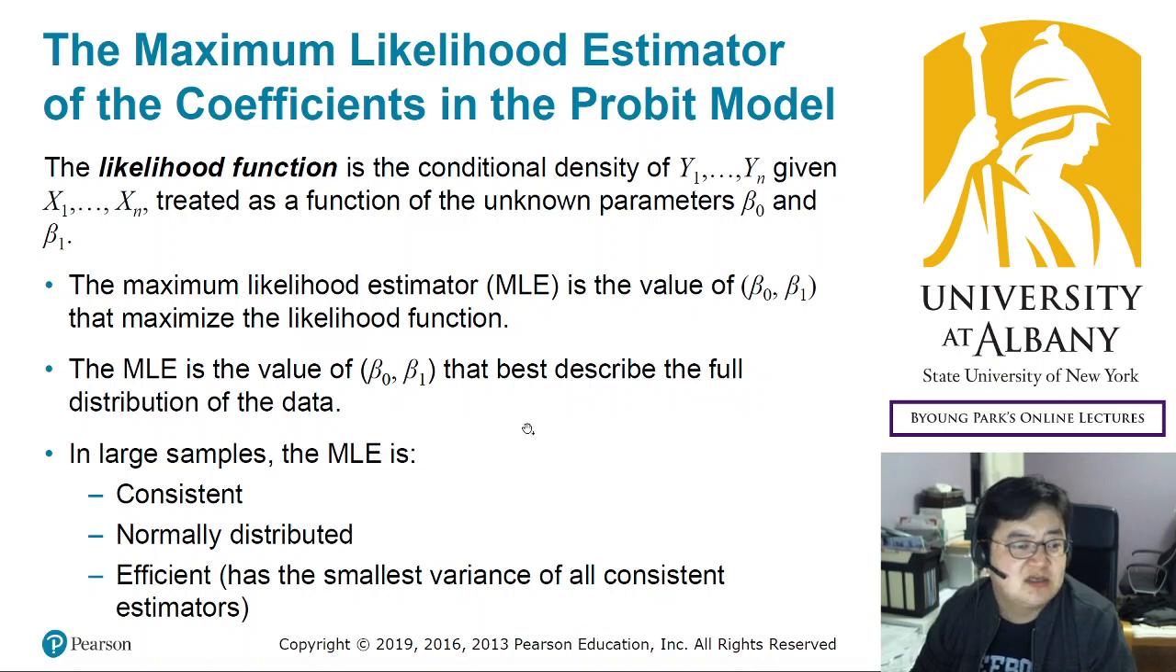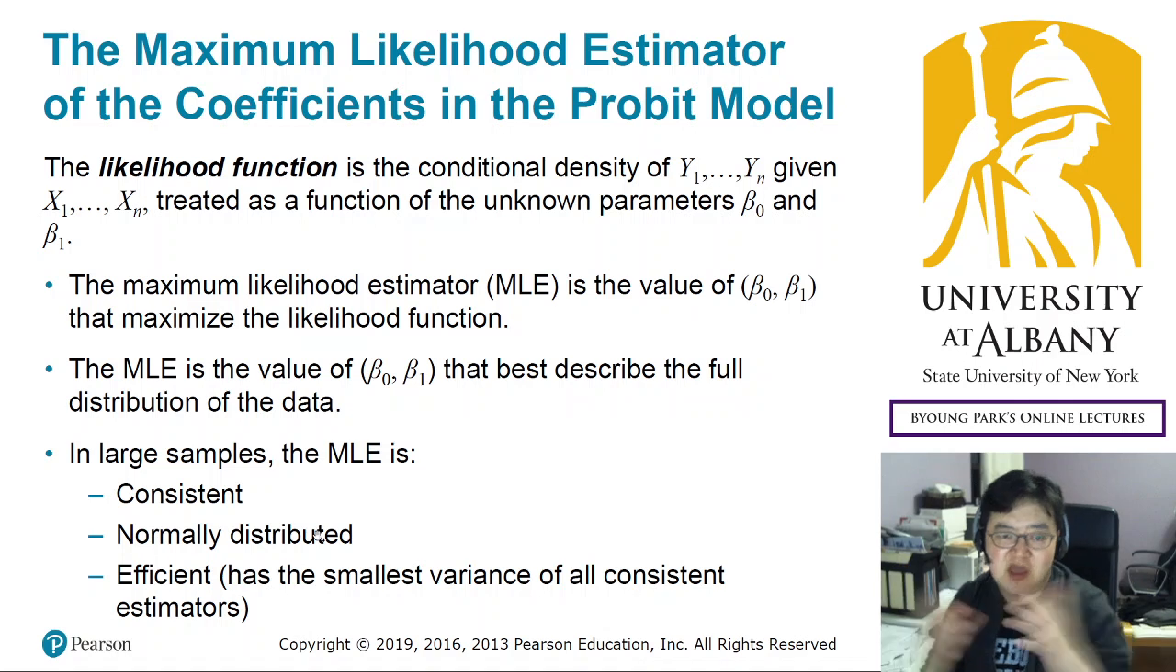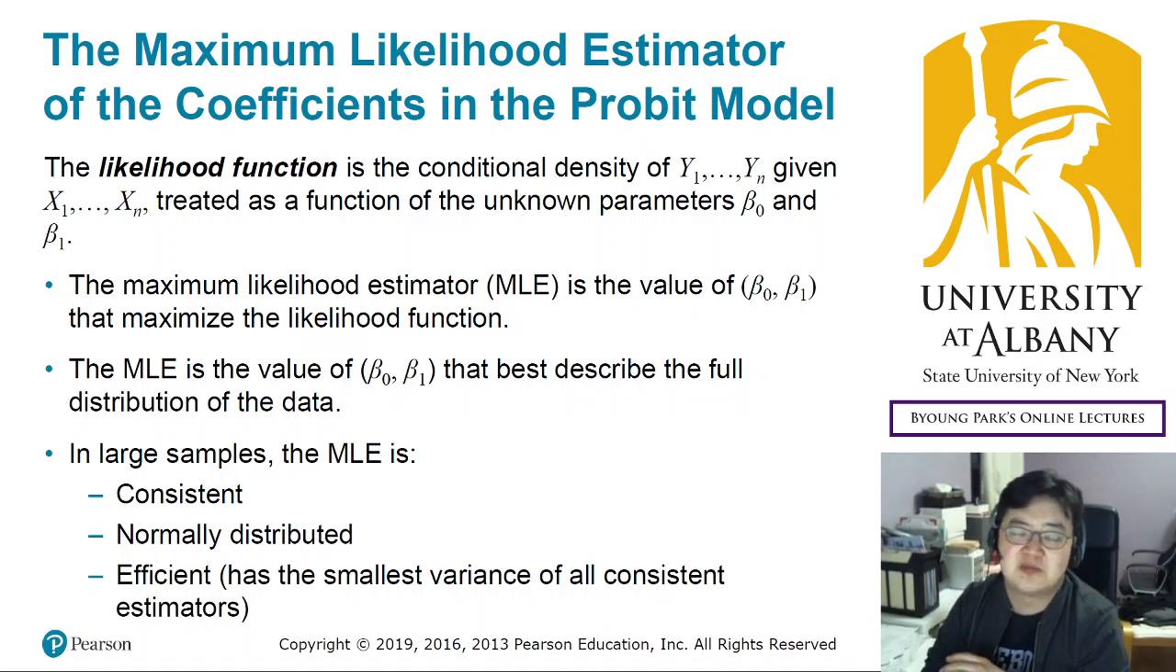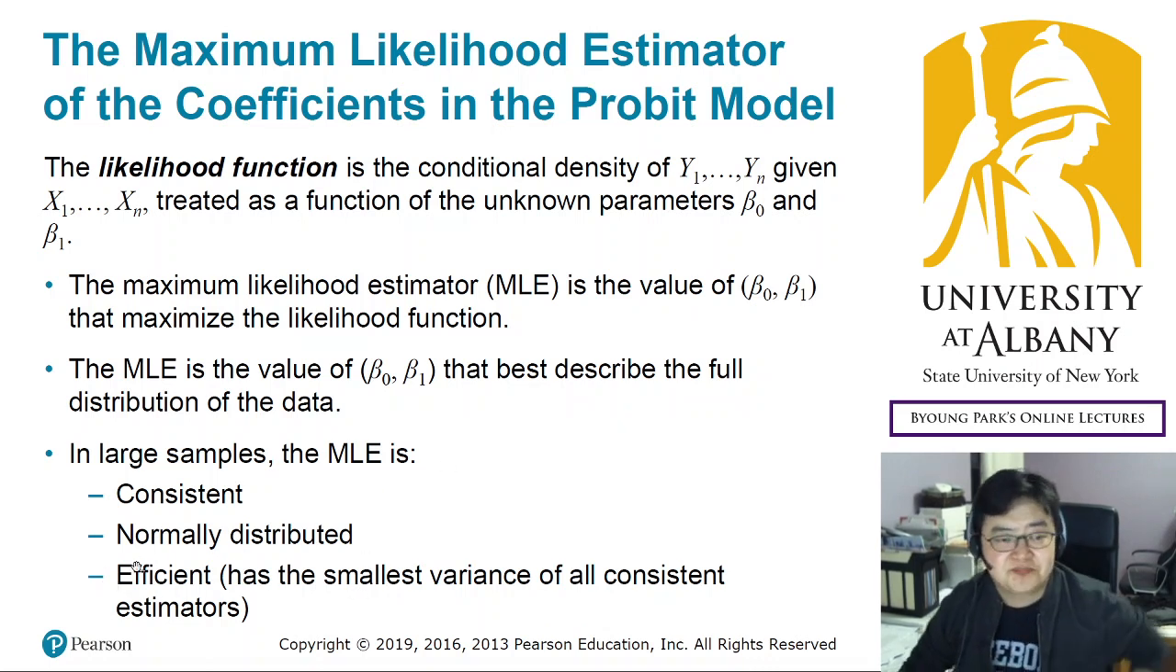Okay, that makes sense. And in large samples, the MLE has many nice properties. It is consistent. It is normally distributed. It is efficient, which means the variance is the smallest. I mean, the standard error is the smallest of all regular estimators. So it's a big deal. It's very, very good. It means it's the most accurate estimator among all consistent estimators. That is a very powerful result.